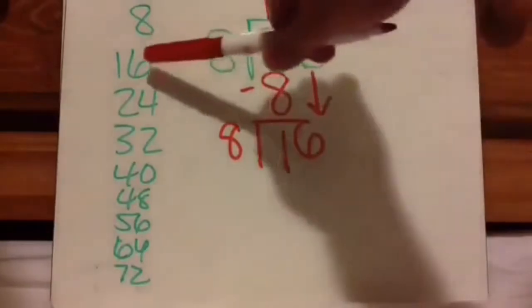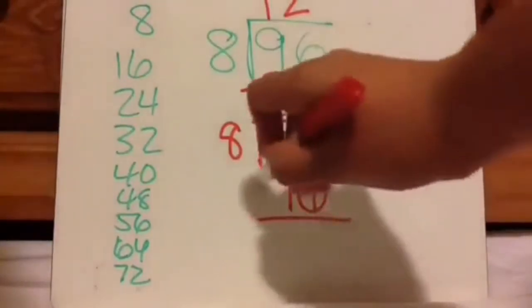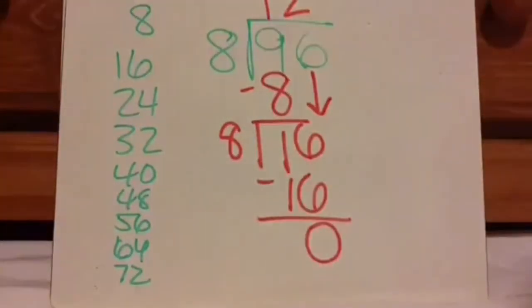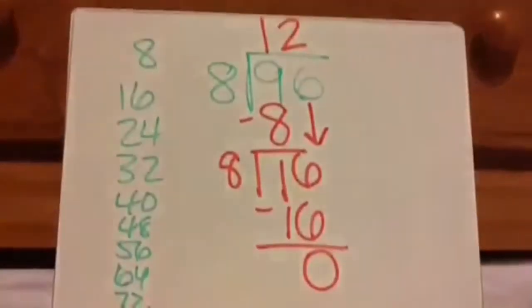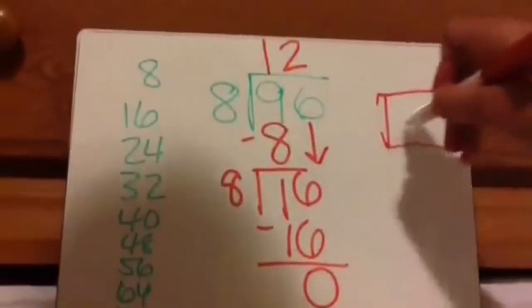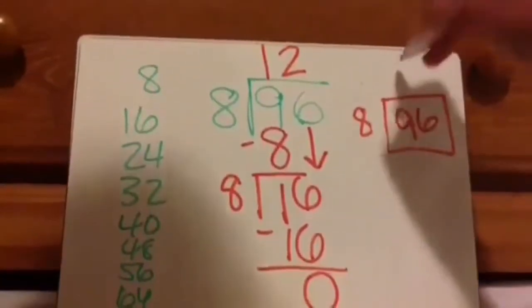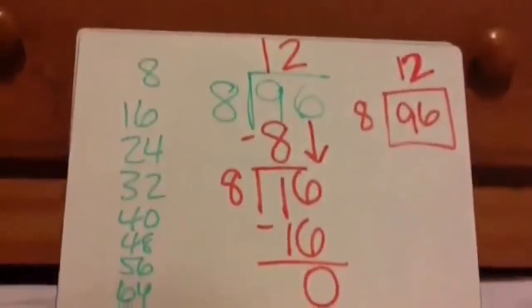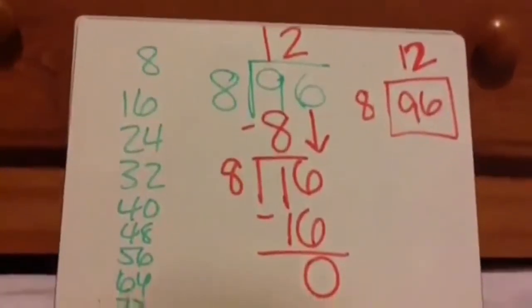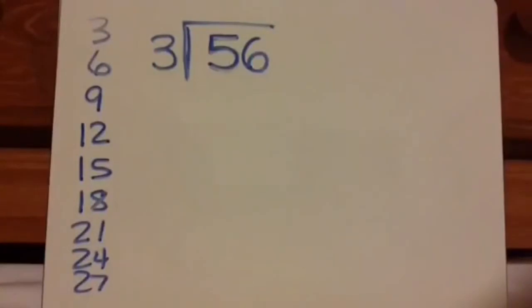8 goes into 16 actually perfectly twice. So 2 times 8 equals 16. 16 minus 16 equals 0. So my answer is 12. And in this situation, if they say, well, I want an array and I want 96 in there and I want 8 over here, you can say, well, a 12 by 8 is perfect. 12 times 8 is 96. So that works out perfectly. There's no remainder.